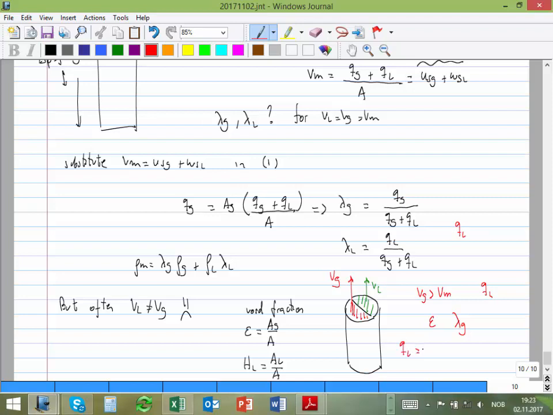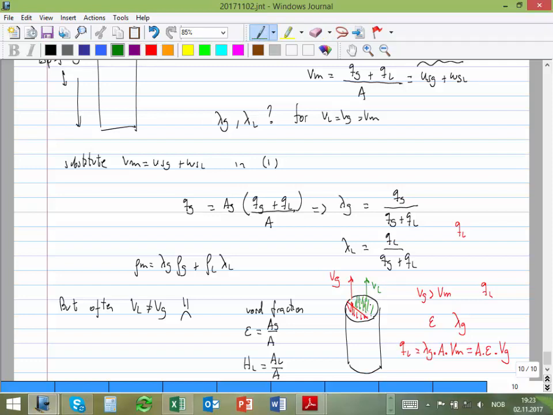So QL in the first case was equal to lambda L times the area of the cross-section of the pipe times the velocity of the mixture, right? That was for the first case, when everything traveled at the same speed. But now that also has to be equal to the area times epsilon times the velocity of the gas. So if this velocity is greater than this one, and these two are the same, that means this guy has to be less than this one, right? Do you see it? So that means the gas will occupy a smaller area.